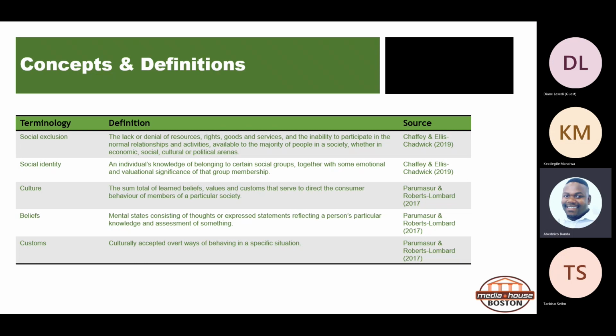So do you guys know all these terms? Do you know social identity? Do you know culture? Okay, we move forward because the definitions are there.